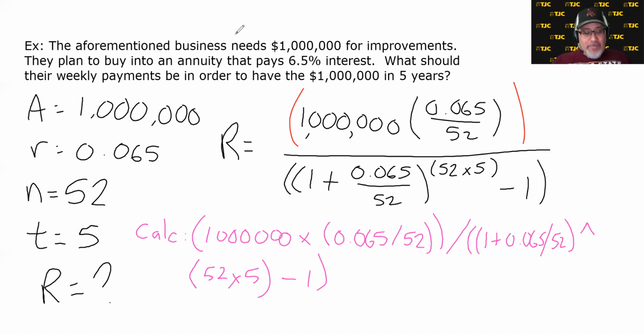All right, so this time I'm going to call it out as I type it in. All right, parentheses 1, 0, 0, 0, 0, 0, 0 times, open parentheses, 0.065 divided by 52, double close parentheses, divided by, double open parentheses, 1 plus 0.065 divided by 52, close parentheses once, exponent button, open parentheses, 52 times 5, close parentheses once, minus 1, close parentheses, and then press equals.